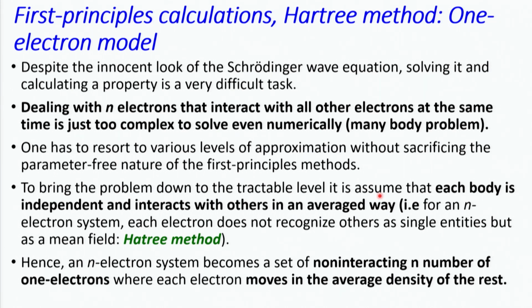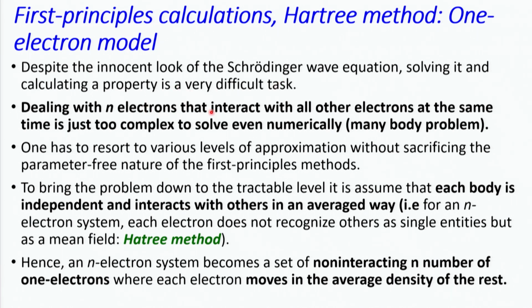So as I mentioned, the Schrödinger equation can be solved only for one electron. Okay, but in most cases you need to deal with a number of electrons, so you need to go for some approximation. Okay. So the first approximation was the Hartree method. Despite the innocent look of the Schrödinger equation, H psi equal to E psi, solving it and calculating a property is a very difficult task.